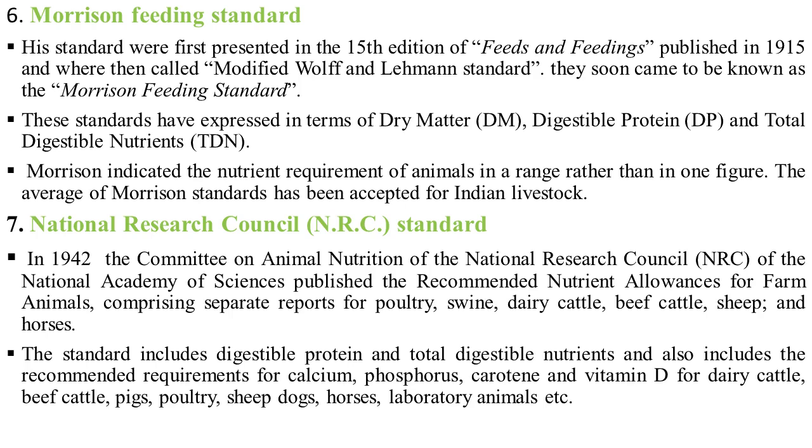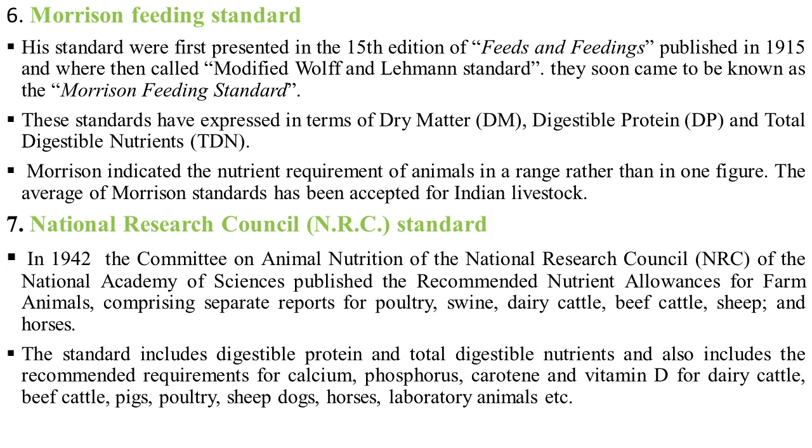6. Morrison feeding standard. His standards were first presented in the 15th edition of Feeds and Feeding, published in 1915, and were then called Modified Wolf and Lehmann Standard. They soon came to be known as the Morrison feeding standard. These standards are expressed in terms of dry matter, DM, digestible protein, DP, and total digestible nutrients, TDN. Morrison indicated the nutrient requirement of animals in a range rather than in one figure. The average of Morrison standards has been accepted for Indian livestock. 7. National Research Council, NRC, standard.